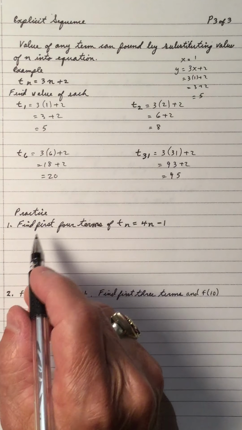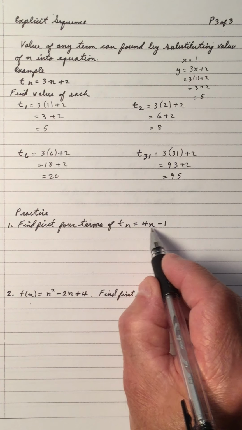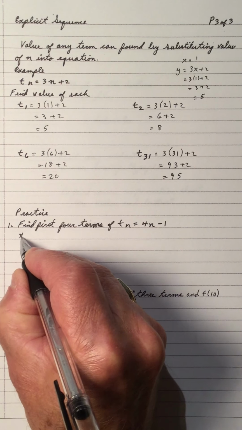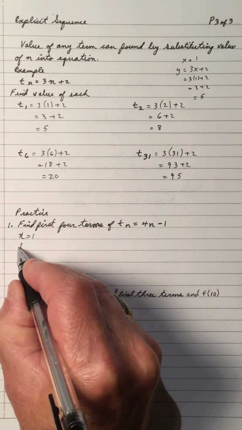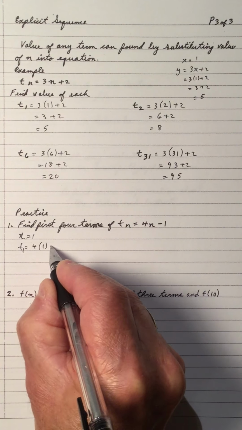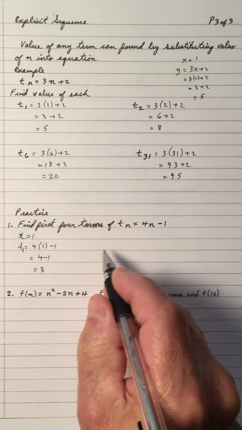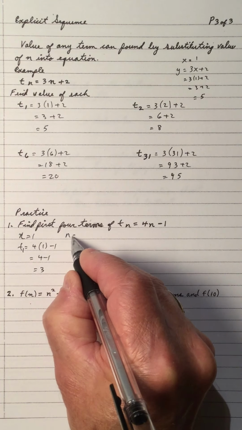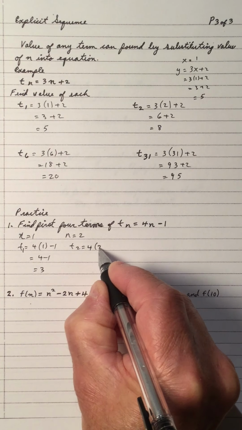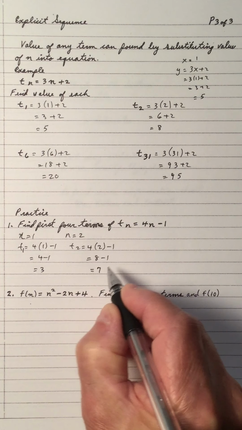So do some practice. Find the first 4 terms of this sequence. Tn is 4n minus 1. So let's do n is equal to 1, so T of 1 is 4 times 1 minus 1. 4 minus 1 is 3. And n is 2, so T2 is 4 times 2 minus 1, 8 minus 1 is 7.